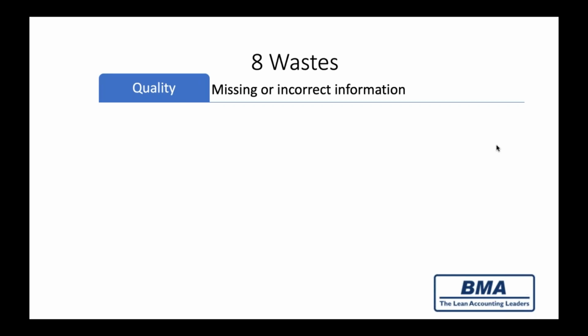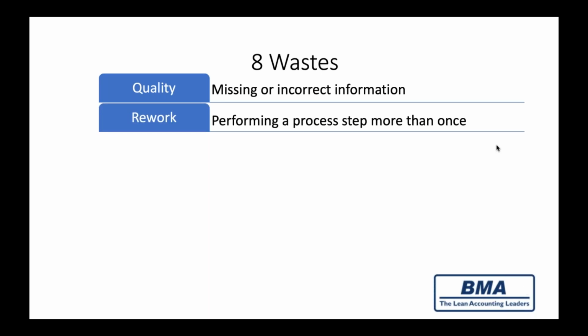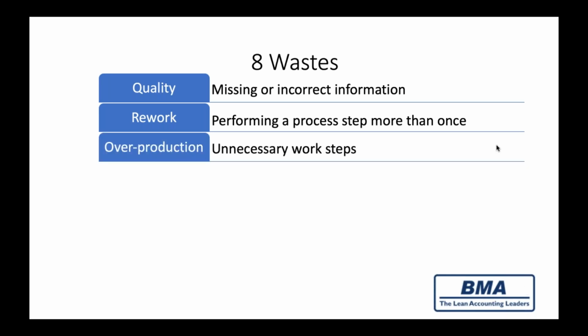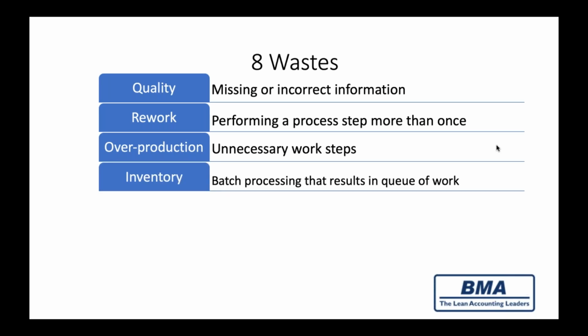So quality. The waste of quality in accounting is missing or incorrect information. The waste of rework is performing a process step more than one time. And many, many times a quality problem creates rework. Overproduction is unnecessary work steps. Inventory is any level of batch processing that results in a queue of work in the process. So there's inventory of work that has to be done in an accounting process.